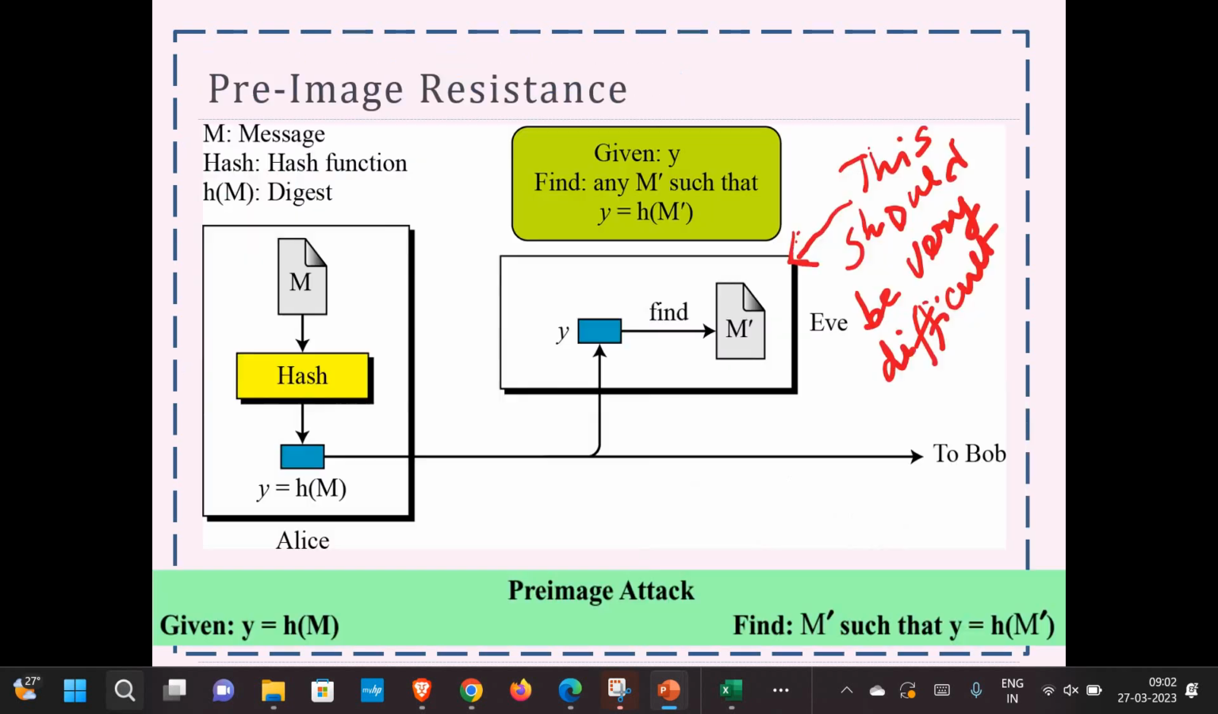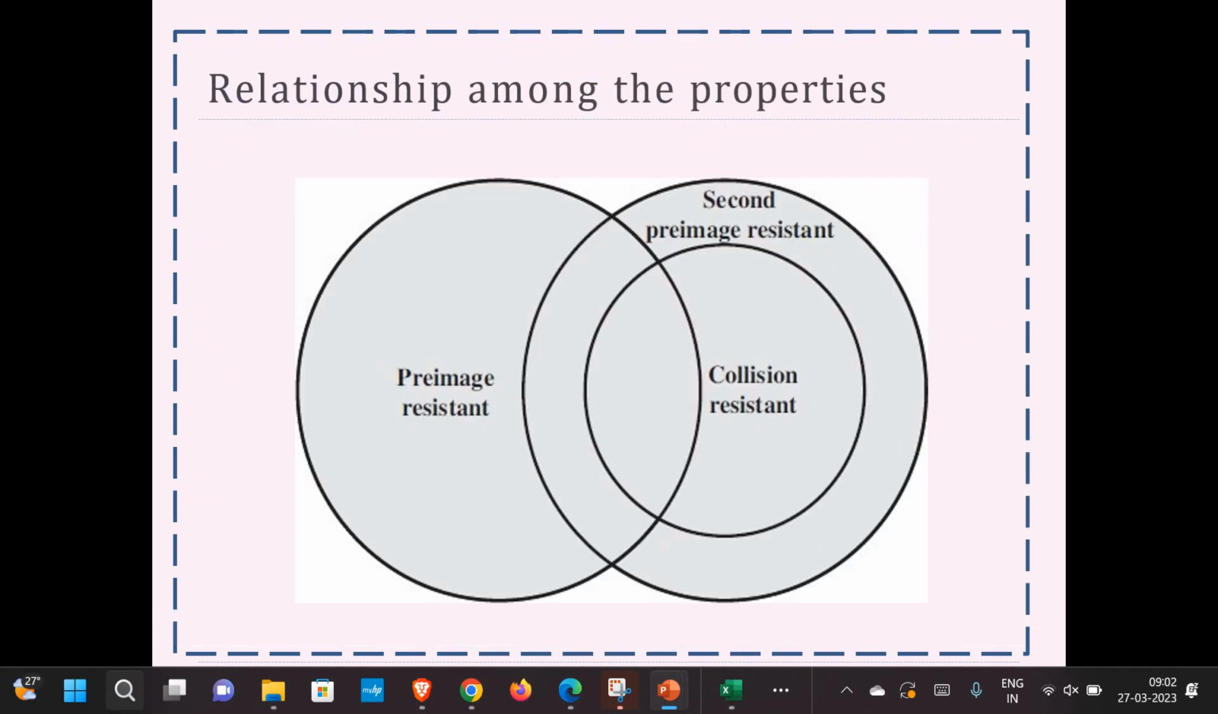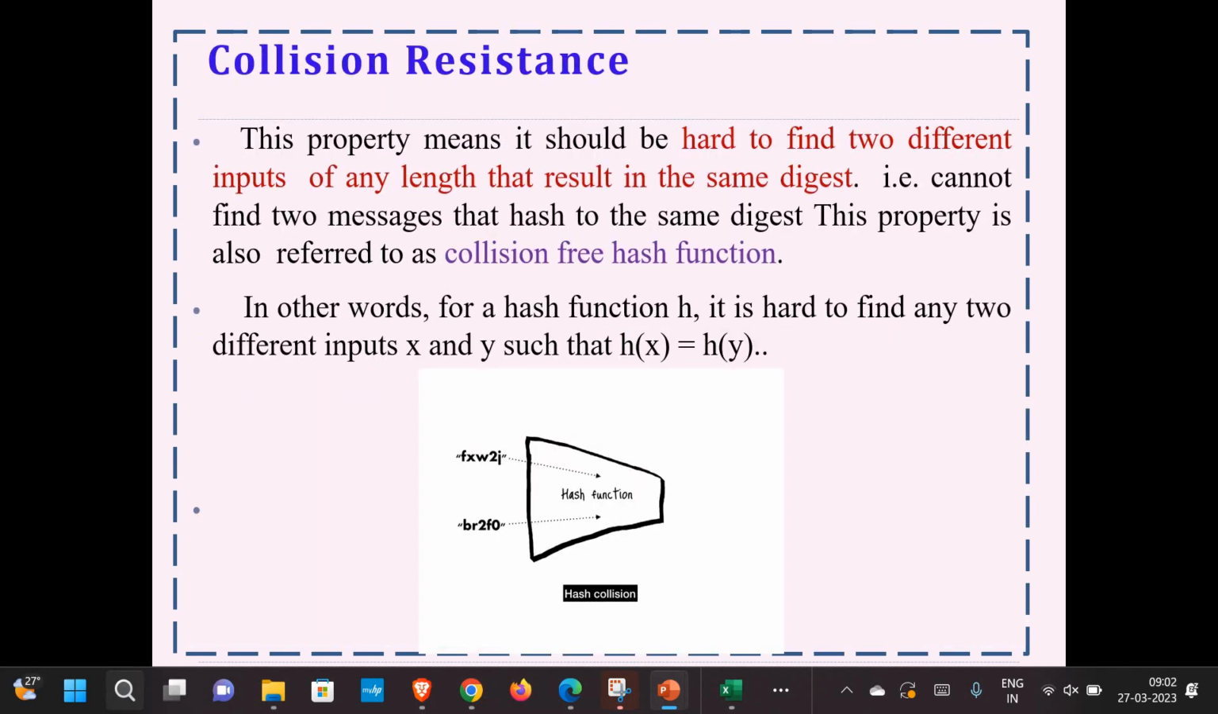If you remember the diagram, I think it was easy for us to understand. This was the diagram I told you about for collision resistance. In this particular diagram, actually, it is a non-resistance diagram. This is kind of a faulty diagram, where there are two different inputs but the digest comes out the same. This should not happen for any generated hash function.